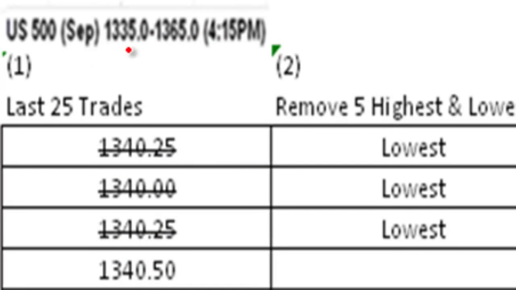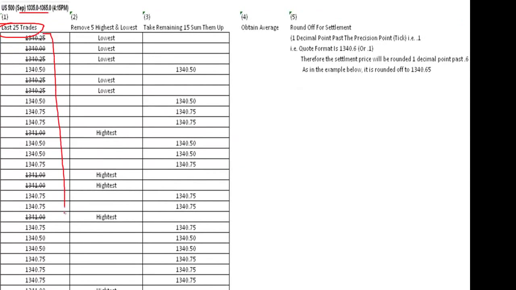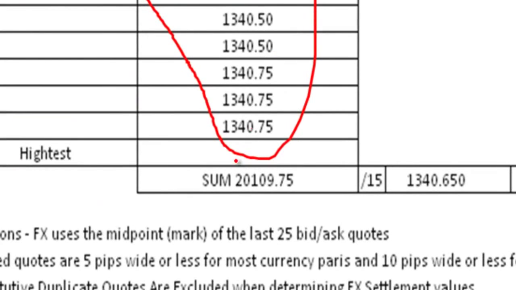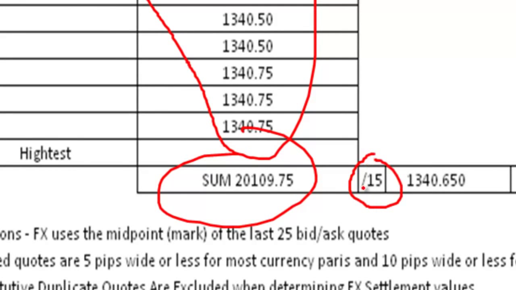So right here we have the US 500, 1335 to 1365. And then we have the last 25 trades before expiration. And remember, they're going to take out the 5 highest trades and the 5 lowest trades. Again, these are on the futures, the underlying market, okay? And they get the data feed from Reuters. And then they're going to take the remaining 15 trades. So you add all those up, and then you get the average. You divide them by 15.